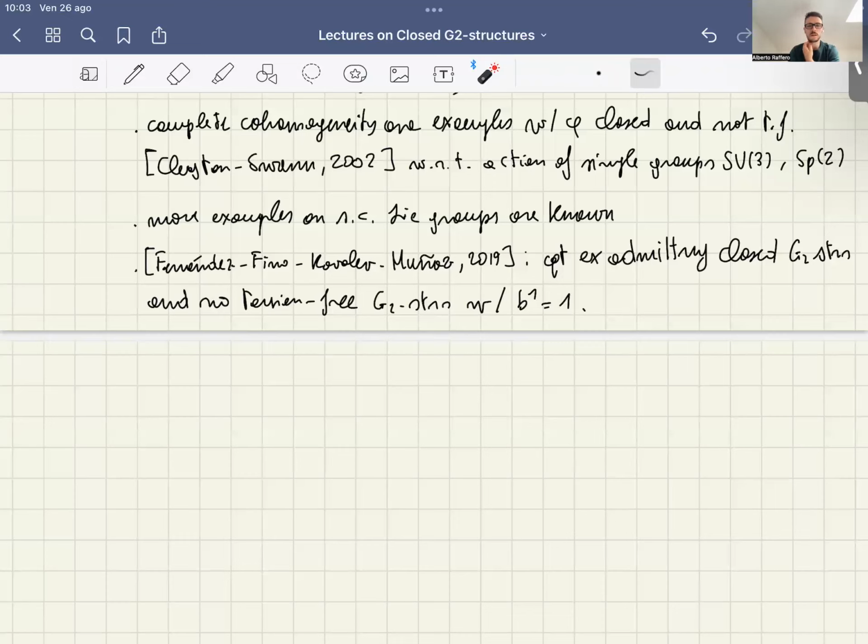And let me note that yesterday I told you that there is an open problem regarding the existence of compact examples that are simply connected and admit closed G2 structures, but you also have to add the requirement that the manifold does not admit any torsion-free G2 structure. So the problem is whether there exists a compact 7-dimensional manifold that is simply connected, admits closed G2 structures, but does not admit any torsion-free G2 structure. So that's just a small remark about what I said yesterday.